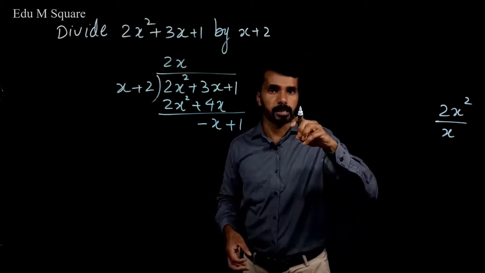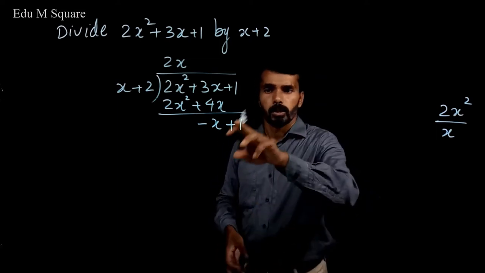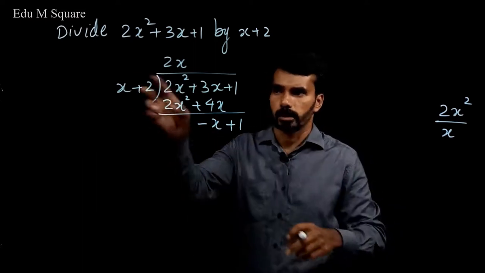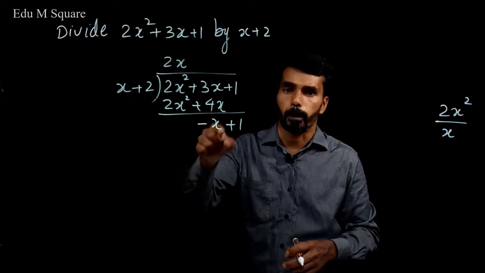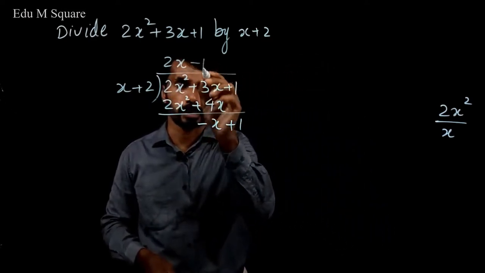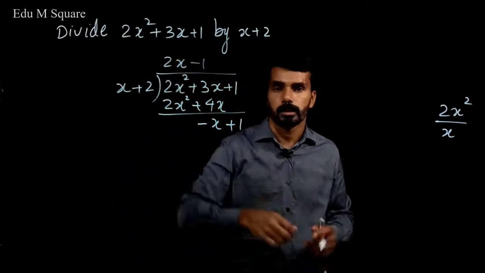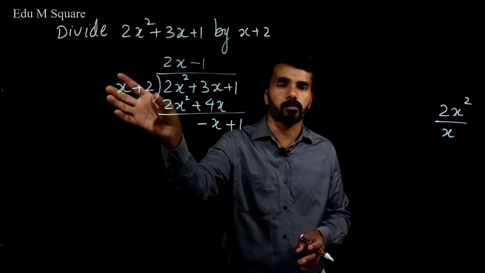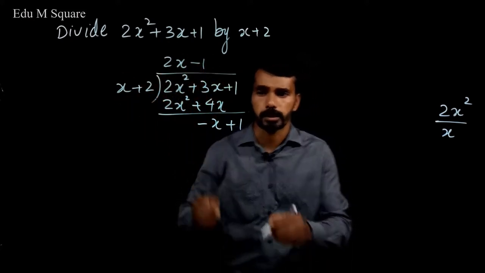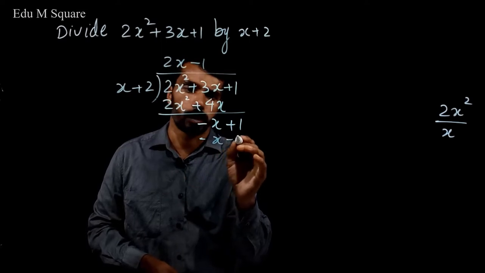That is, we divide the first term of the new dividend by the first term of the divisor. So here the first term of the dividend is minus x. Divide it by x. So minus x by x is equal to minus 1. That we write in the quotient. Then we continue the division process. That is, we multiply each term of this divisor by this minus 1. So minus 1 into x is minus x. Then minus 1 into plus 2 is minus 2.